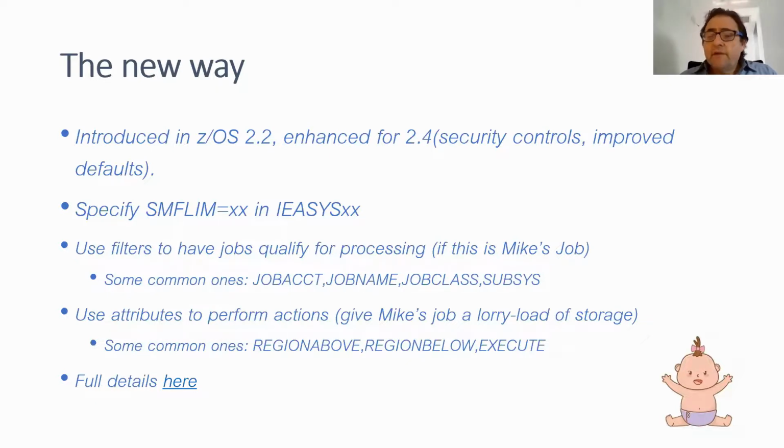So SMFLIM was introduced in z/OS 2.2. It's been enhanced in 2.3 and 2.4. There are extra security controls in 2.4, and there are improved defaults in 2.4. As always, there's a SMFLIM=xx statement in IEASYSxx. You use filters to qualify the jobs that you want to process this way. Some of the common ones to look at are the accounting information, the job name, the job class, and whether it's a TSO user, JES or started task.